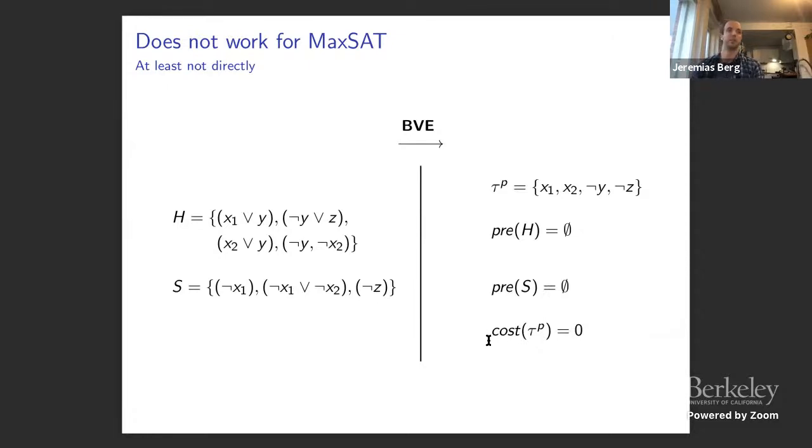So it has cost 0. But if we now try to reconstruct this, we get the same instance back, and actually we're falsifying two of the soft clauses. So this assignment has cost 2, and earlier we saw an assignment that had cost 1. So this is not optimal. So we had an optimal assignment for the preprocessed instance, but then when we try to reconstruct, we get something that's not optimal. So directly applying these techniques, it's not sound for MaxSAT.